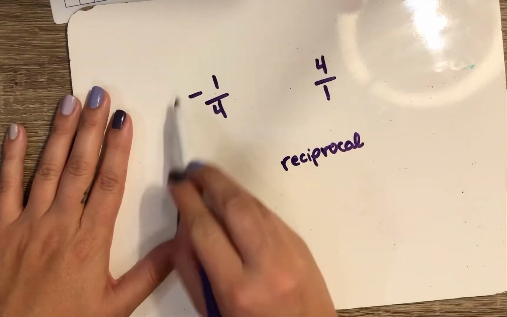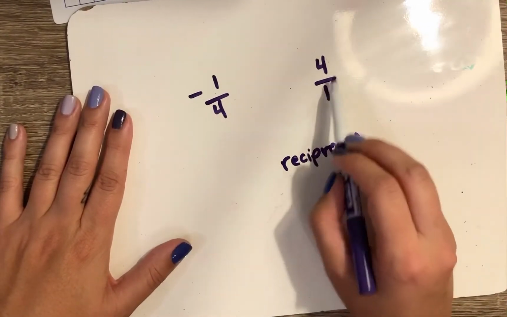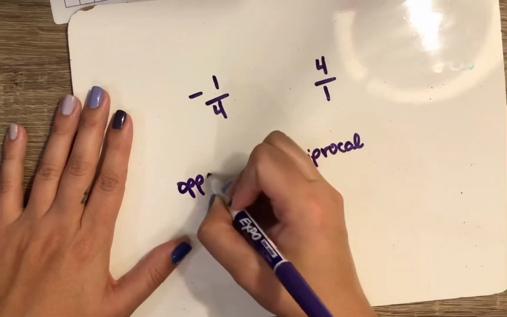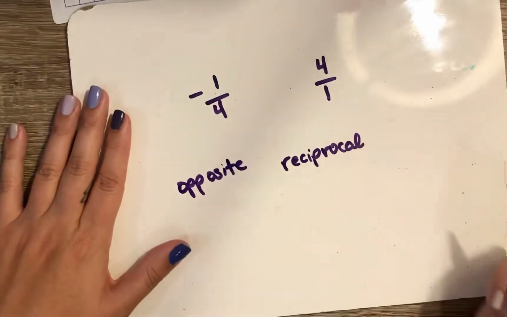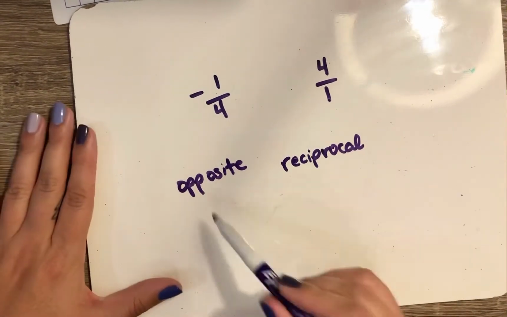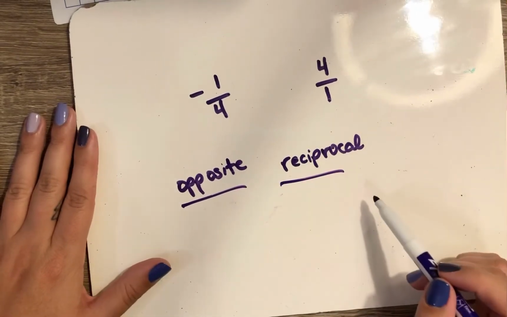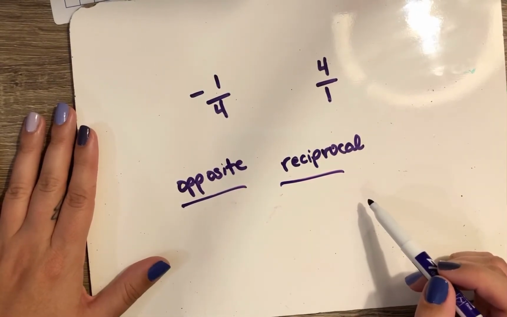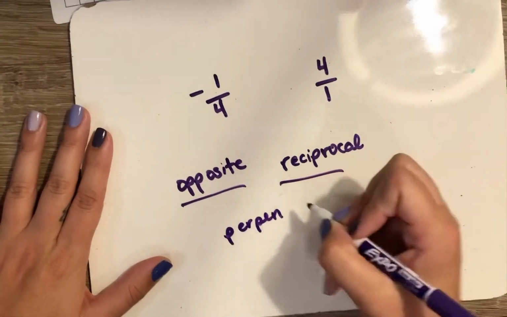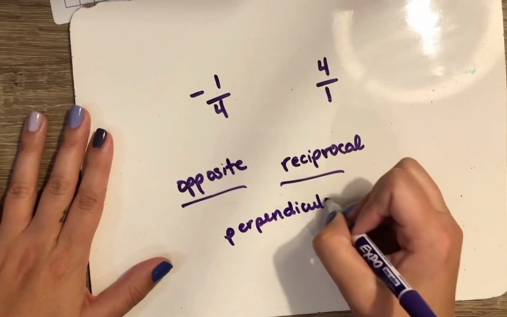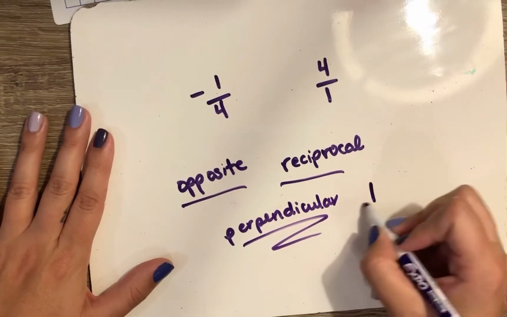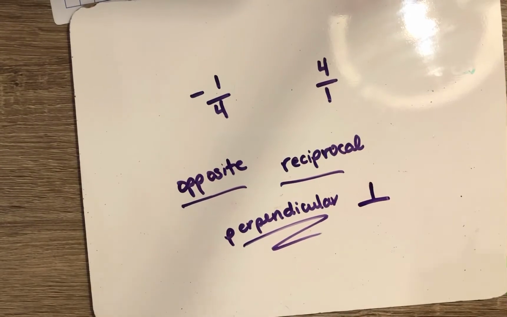And we started with a negative value, and now we have a positive value for our second slope. That's called an opposite when they have different signs, one positive, one negative. So because these slopes are opposite reciprocals, that means that they are perpendicular. These lines are perpendicular. The symbol for perpendicular is like a little upside down T.